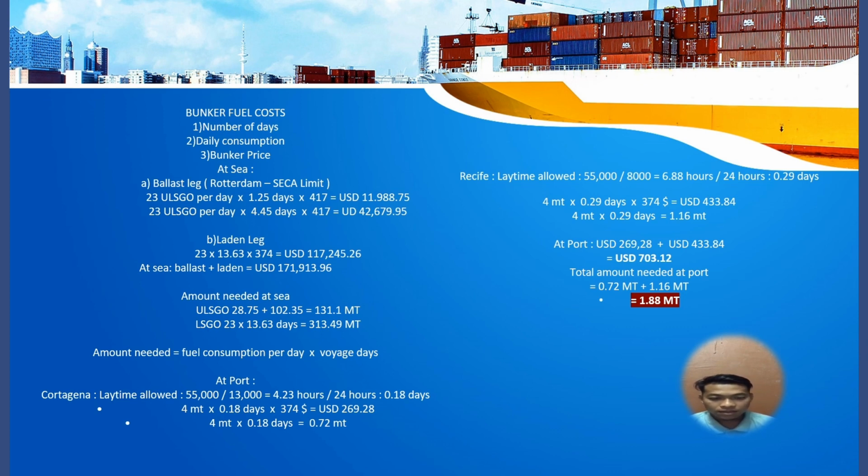First last leg, Rotterdam minus Sika limits. 23 ULSDO first day multiply 1.25 day multiply 470 equal to USD 11,988.75. 23 August first day multiply 4.545 day multiply 470 equal to USD 42,979.195. Ballast leading legs 23 multiply 30.63 multiply 374 equal to USD 170,245.26.